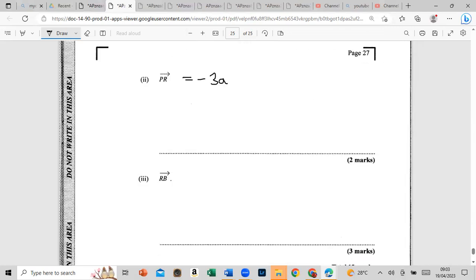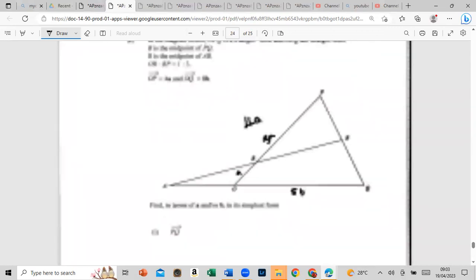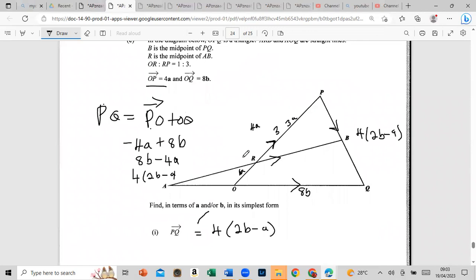From R to B. Let's go back up. R to B. Which route are we going to take? R to B, which is right here. I'm going to take this route. RB would be equal to RP plus PB. So I'm going to take the route here.